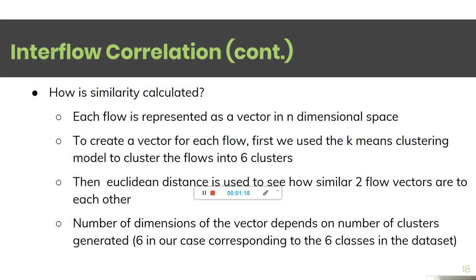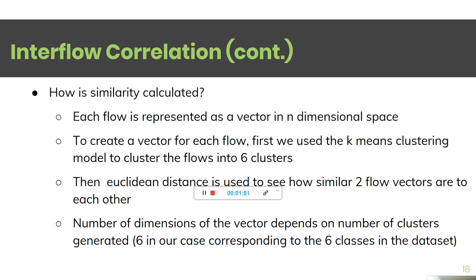For our project, we represented the 6 features in one of our data sets to encode the interflow correlation information. And in this case, we used the k-means clustering algorithm to cluster the full dataset into 6 different clusters. The reason why we chose 6 is that it corresponds to the number of classes we have in our labels.